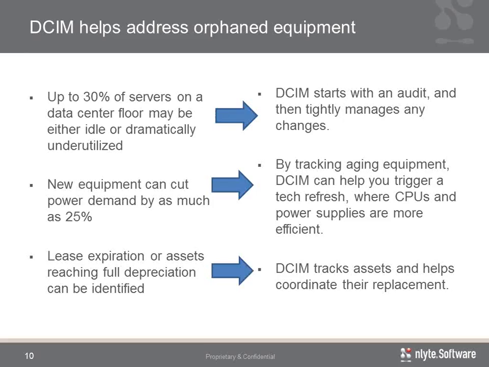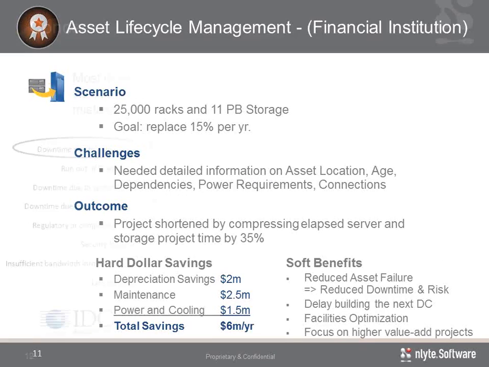Some of the soft benefits are kind of interesting if you think about it. Reduced asset failure. Downtime has been reduced. Your assets are more current, so you're recognizing cost savings, but at the same time, you're having a positive impact on your operations. Risk is a motivator.